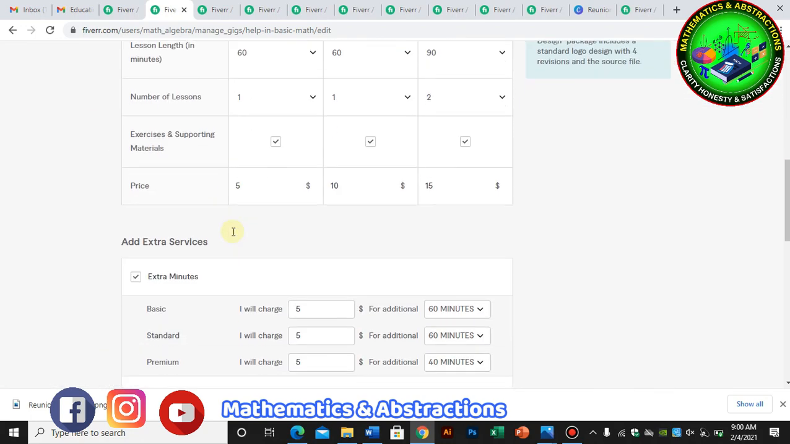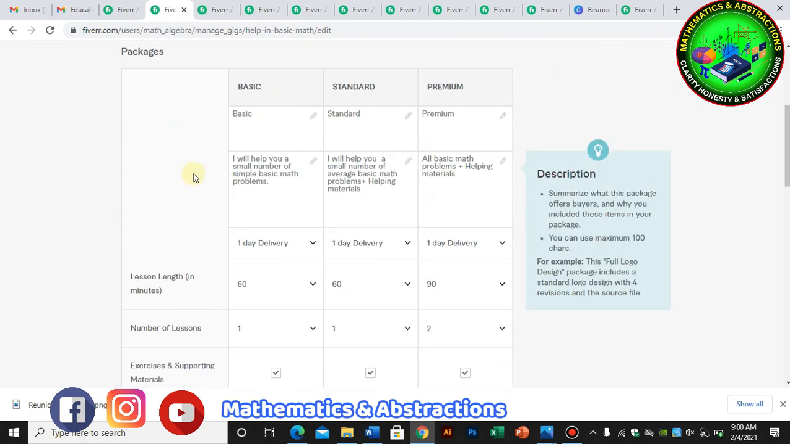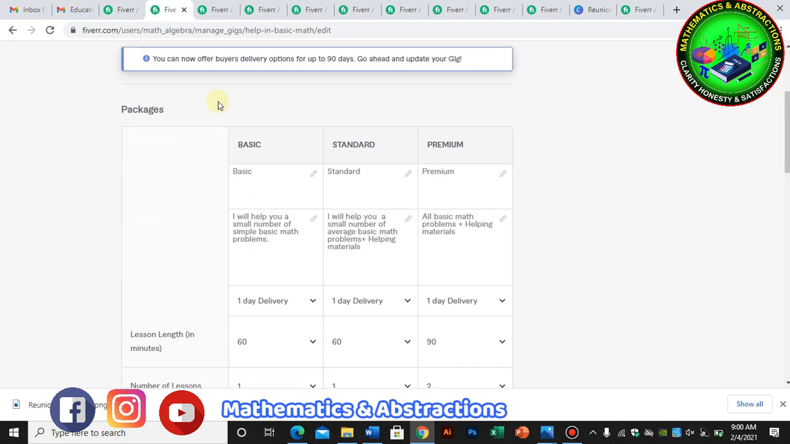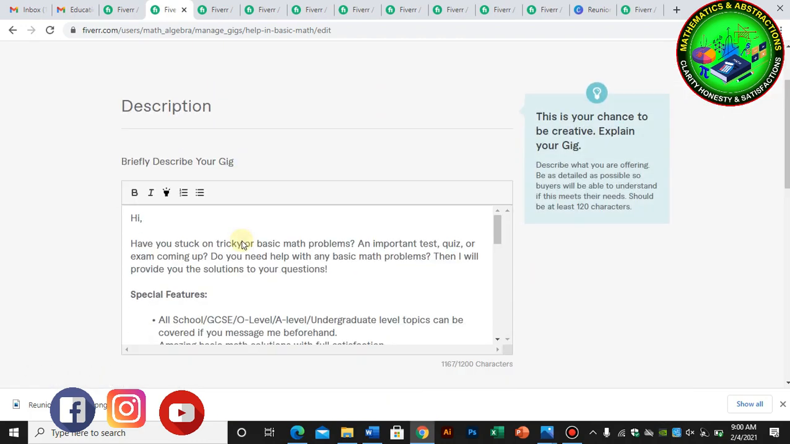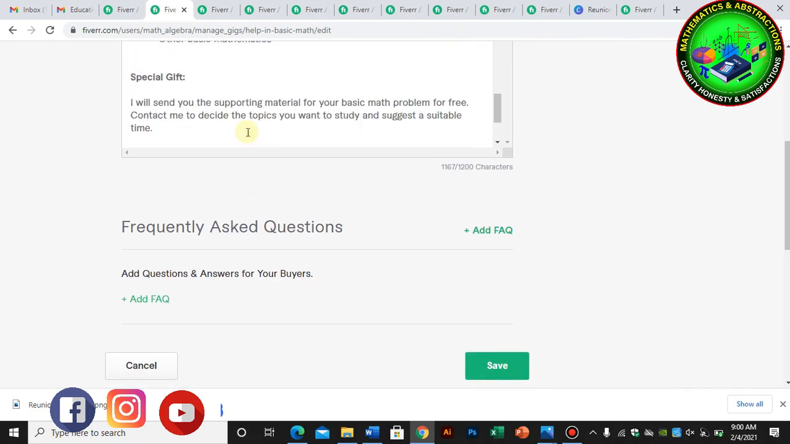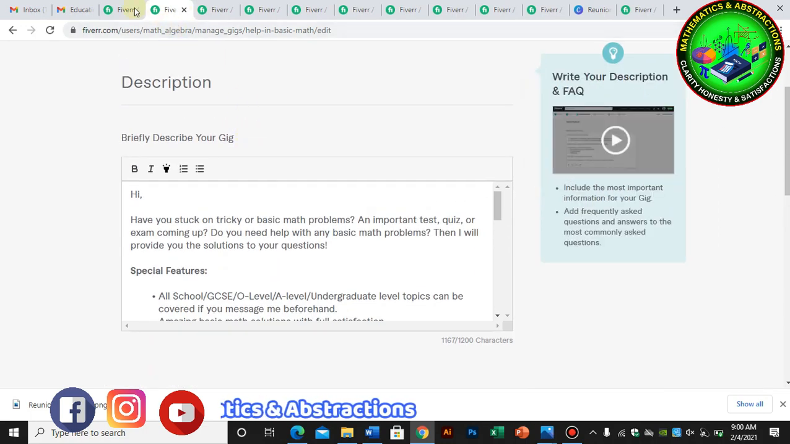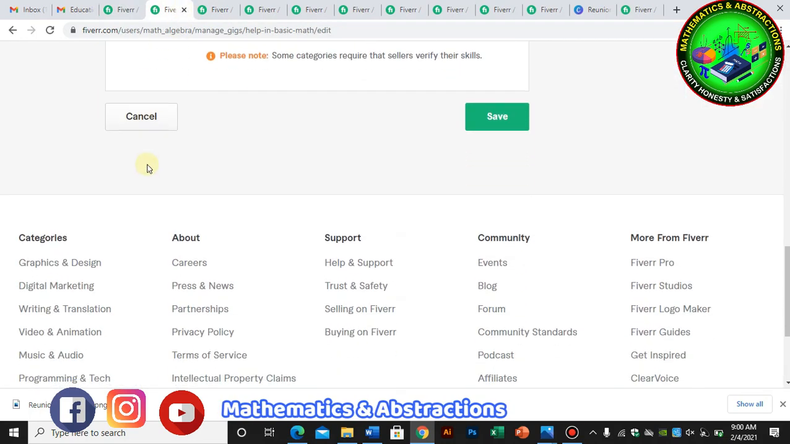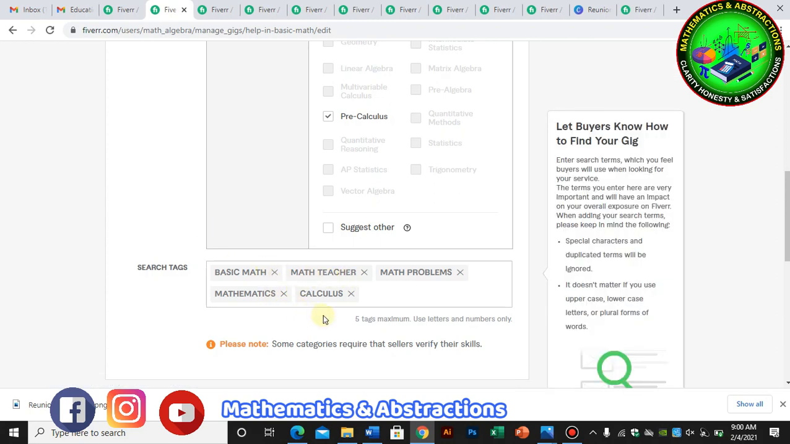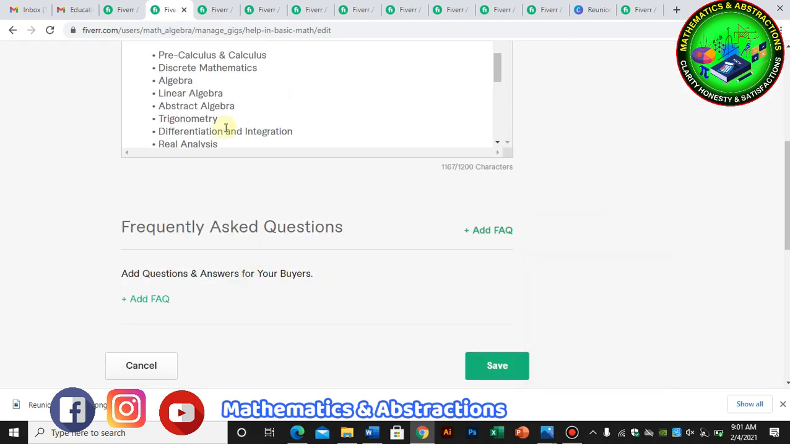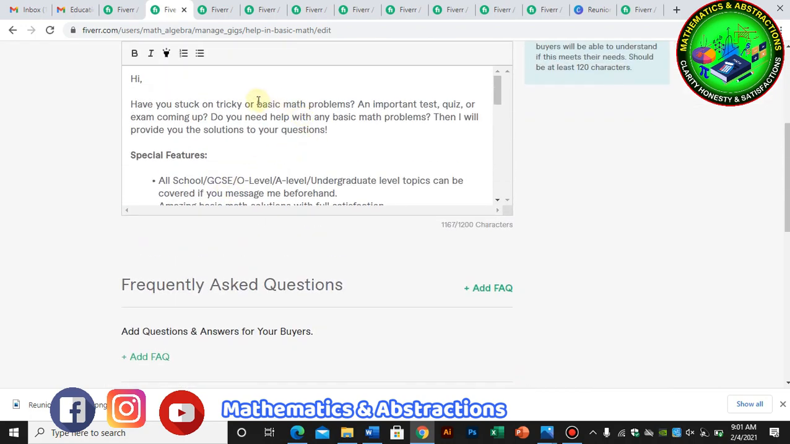Also I have placed my package here, so it will depend on your service. And also I have typed the descriptions here. So be careful. One important thing is that all these tags should be included in these descriptions. So be careful. I have written basic math, which is in my tags.